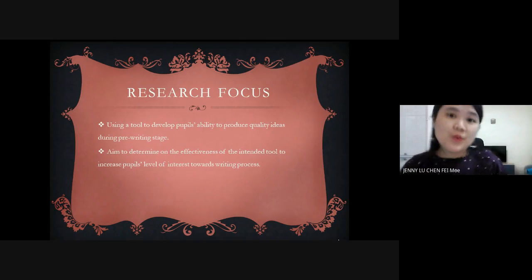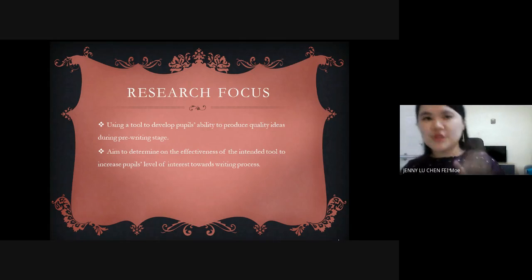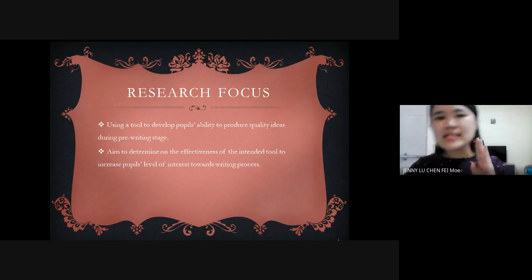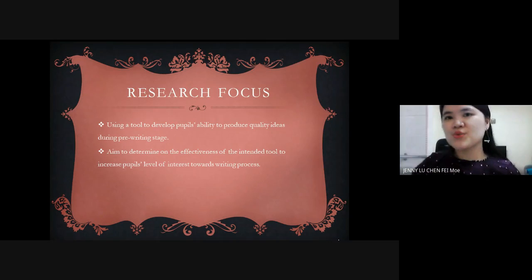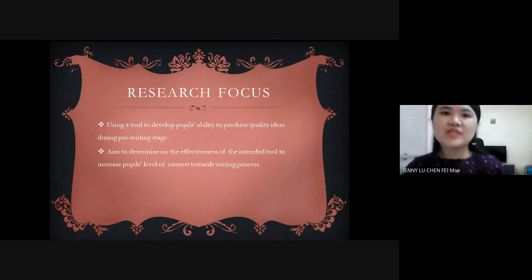So what's the focus here? This research actually focused on two things. First, using a tool to develop pupils' ability to produce quality ideas during the pre-writing stage. And secondly, to determine the effectiveness of the intended tool to increase pupils' level of interest towards the writing process. This tool here refers to the BQ card that I have created for this action research.